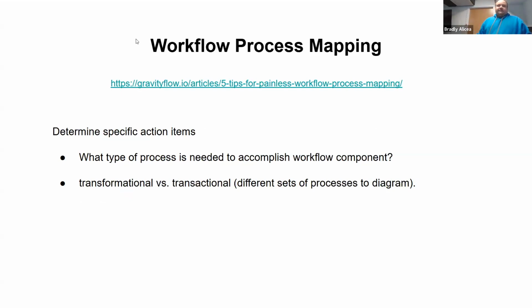We also want to determine specific action items. So what type of process is needed to accomplish the workflow component? What do we need in place to accomplish the box, to get to the next box via the arrow? So sometimes we don't have those processes worked out. Sometimes we do. We also want to think about 2 different things that go on in these process maps, which are transformational changes and transactional changes.